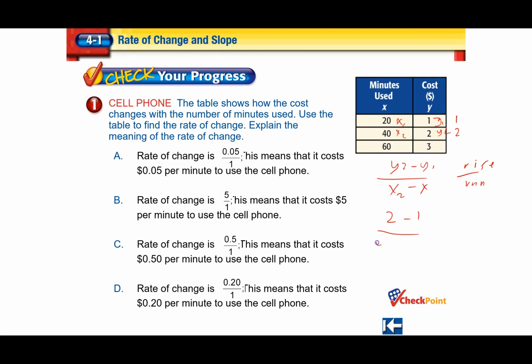So x2 is 40 minus 20, so that's going to come out to 1 over 20. We can reduce that. It looks like they want us to go 0.5 over 1. If I actually did 1 divided by 20 in my calculator, that comes out to 0.05, that's what it would be decimal-wise. So I'm going to say the rate of change is rise over run. 0.5 over 1 would be 0.5 cents per minute. So I think it's going to be A.